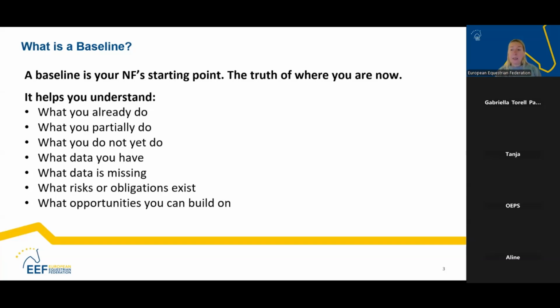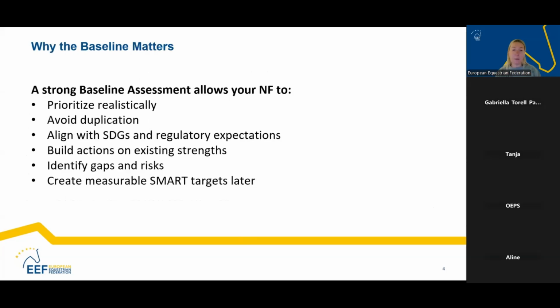A baseline is the starting point of your federation. It gives you a truthful picture of where you stand today, what is already working well, what is only partly in place, and what has not yet been developed. It shows what data you currently have, what information is missing, what risks or obligations you must consider, and what opportunities you can build on. Without this honest snapshot, it is impossible to design an effective sustainability strategy.